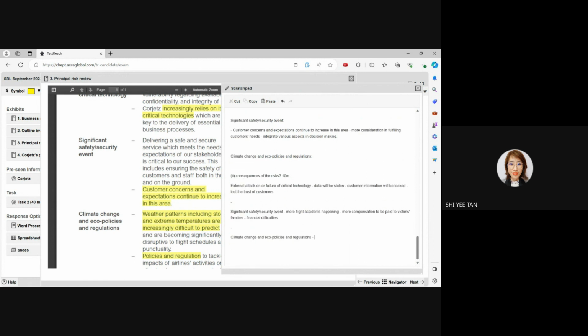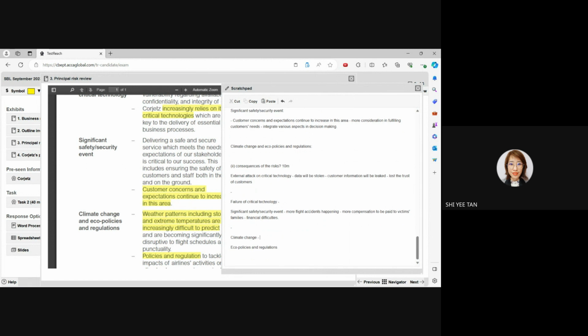Okay, climate change and economic policy. Actually, eco policy and regulations is another point. This is another point. You can write them separately. Climate change is one. This one is also the same. Can separate into two points. Okay, like this.